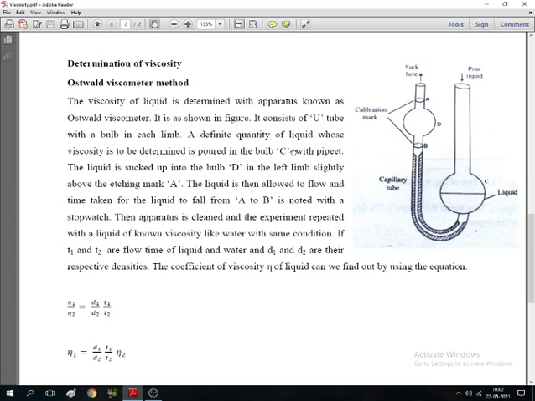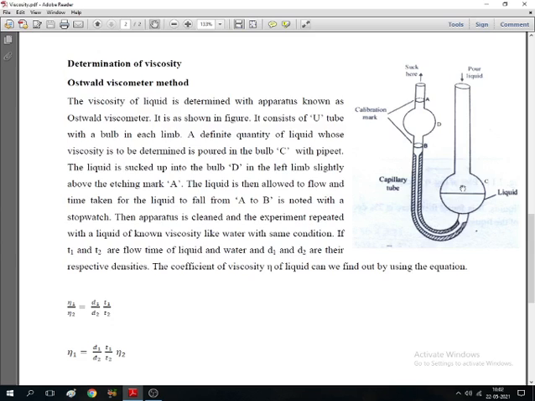Two liquids are there. Liquid 1 is the one whose viscosity is to be determined, and liquid 2 is the one whose viscosity is known. ज्याची विस्कोसिटी माहिती आहे तो लिक्विड 2 आहे आणि ज्याची विस्कोसिटी काढायची ते लिक्विड 1 आहे. सुरुवातीला लिक्विड 1 घ्यायचा, एक डेफिनाइट व्हॉल्यूम, आणि तो ह्या सी बल्ब मध्ये टाकायचा. The liquid is sucked up into the bulb D.